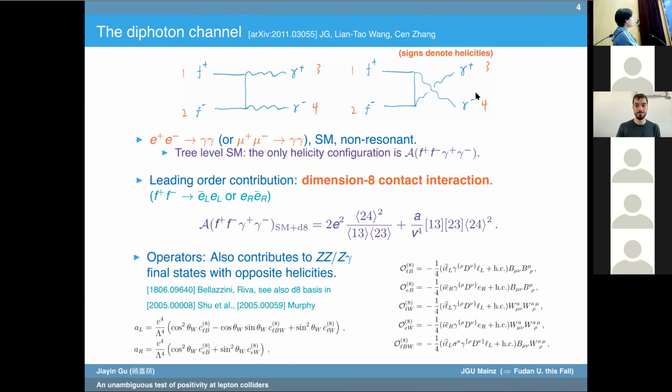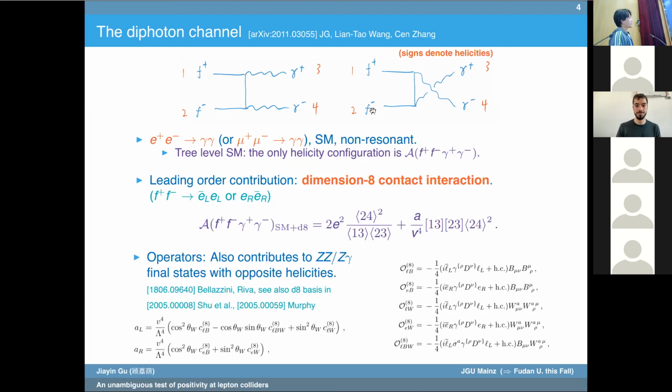Anyway, so this is actually the process we're all familiar with, the diphoton channel. Of course, it's not the 750 GeV one, so it's just a standard model non-resonant process at a lepton collider. So e+ e- to 2 photons, or mu+ mu- if we have a muon collider.